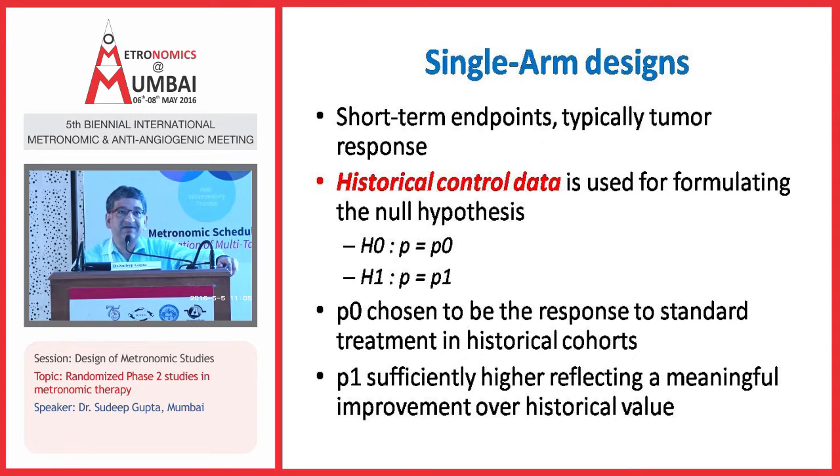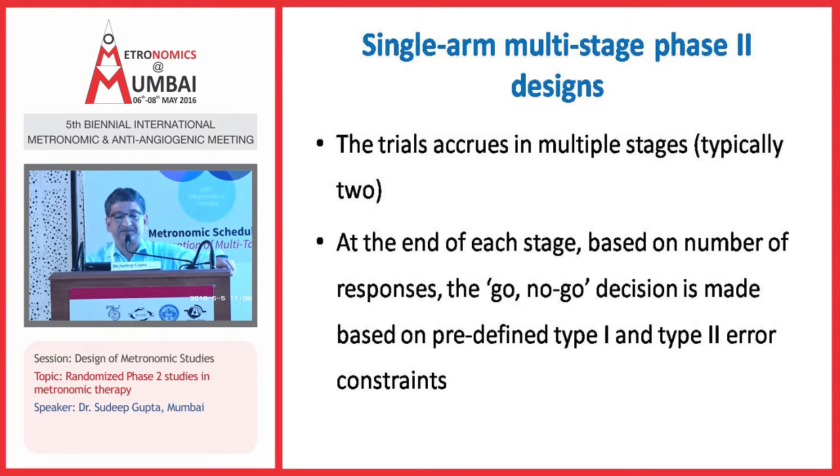And a very important and defining feature of a single arm phase 2 study is the use of historical data, and that is used to formulate the null hypothesis, which is that the probability of benefit or response is P0, and the alternative hypothesis is that it is a response higher than the null response P1. So P0 is essentially the historical control response. And the single arm phase 2 study is only as good as the historical assumption, and I will show you how that is the case. And therefore perhaps the randomized phase 2 design is conceptually more appealing.